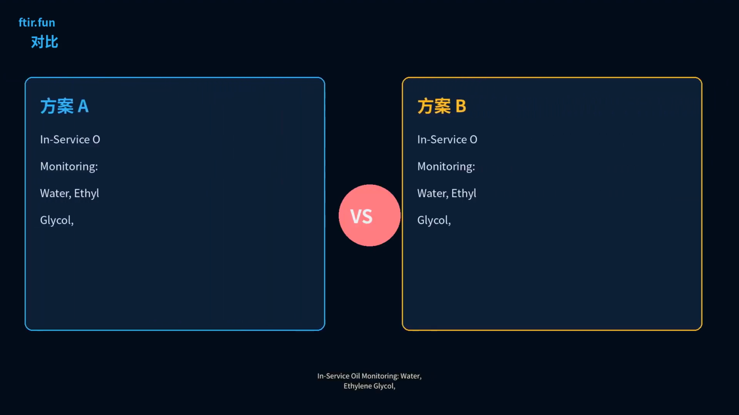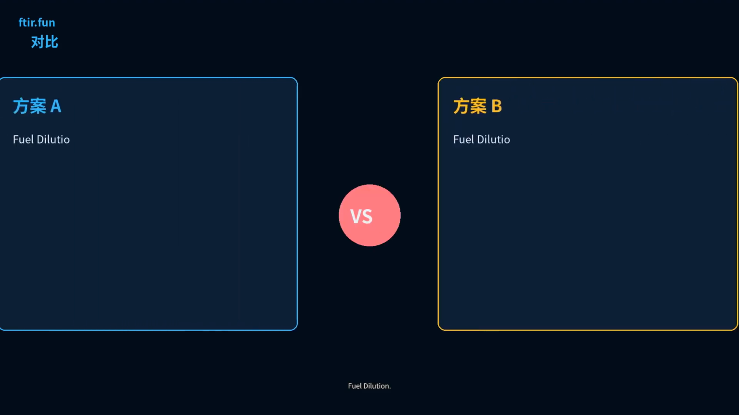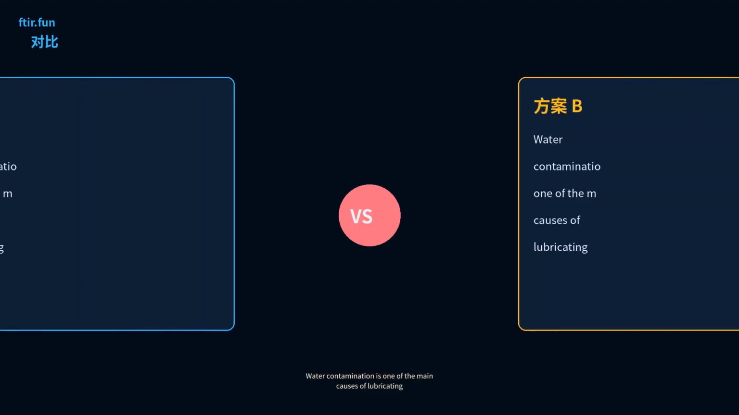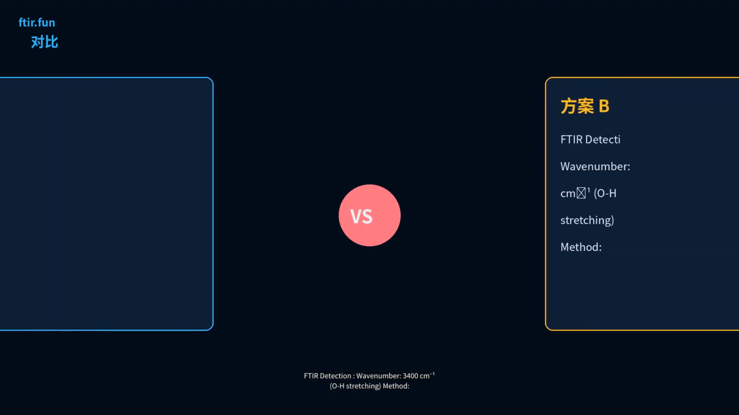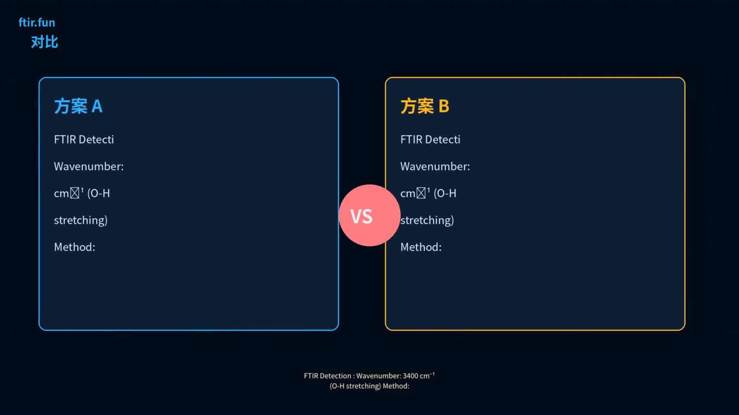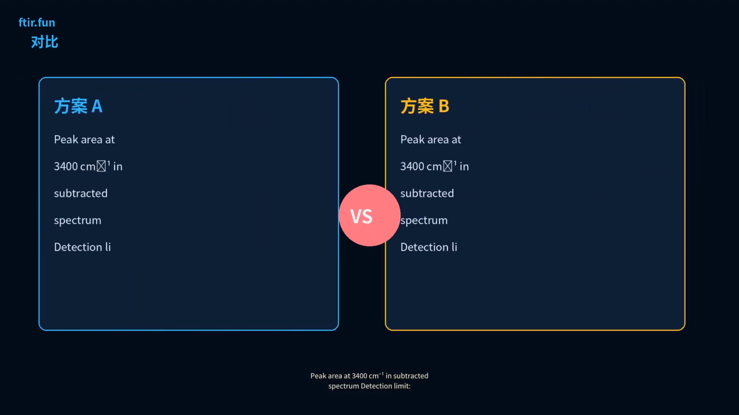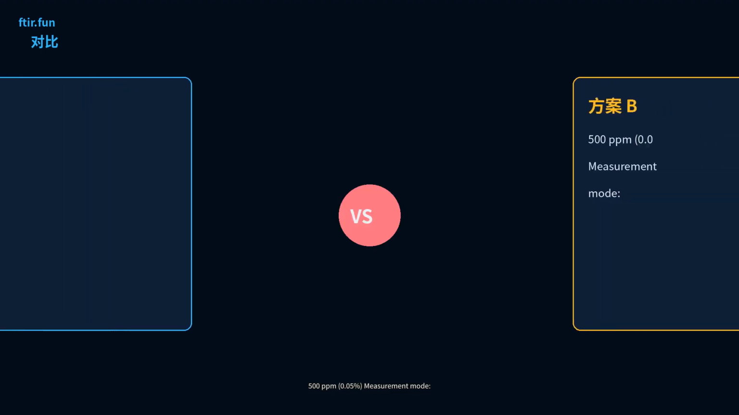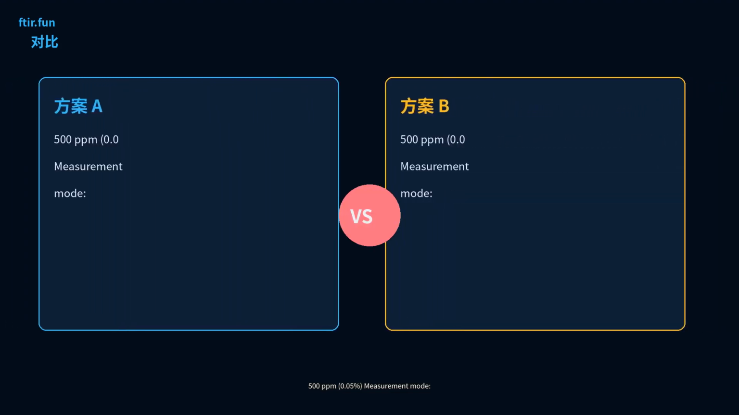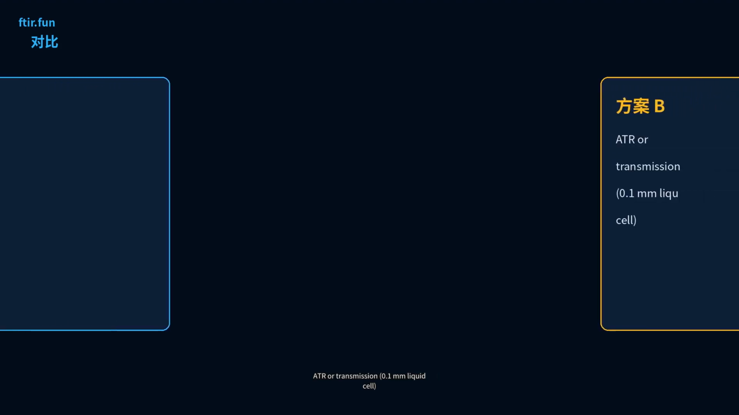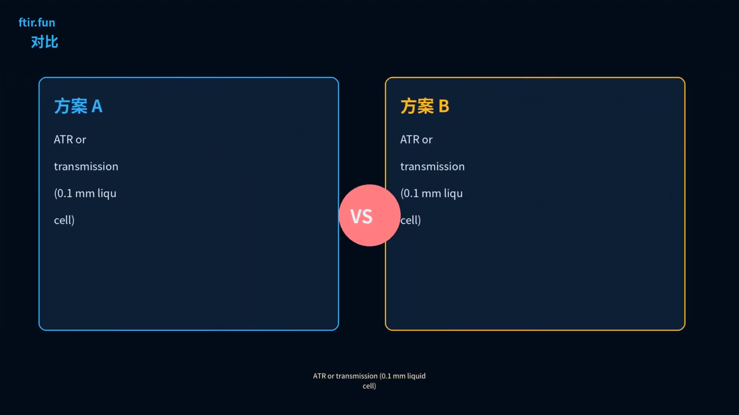Next, in-service oil monitoring: water, engine glycol, fuel dilution. Water contamination is one of the main causes of lubricating oil failures. For detection, use the 3,400 centimeters stretching method. Peak area at 3,400 centimeters in the subtracted spectrum, detection limit 500 ppm, 0.05%. Measurement mode: transmission, 0.1 millimeters liquid cell.